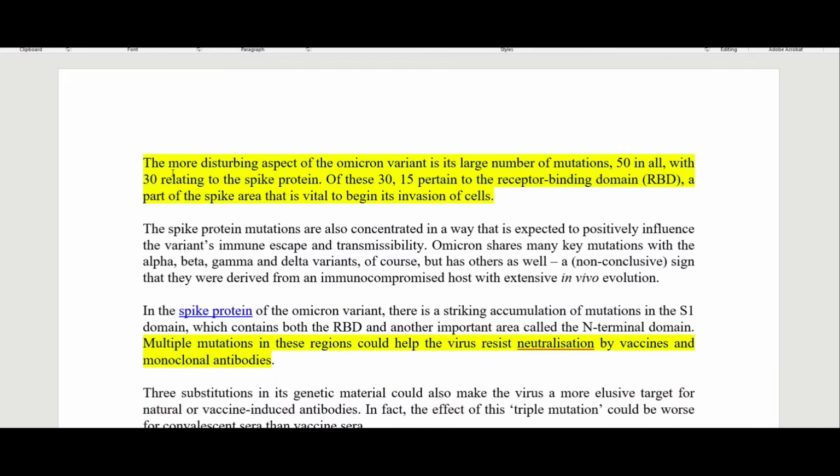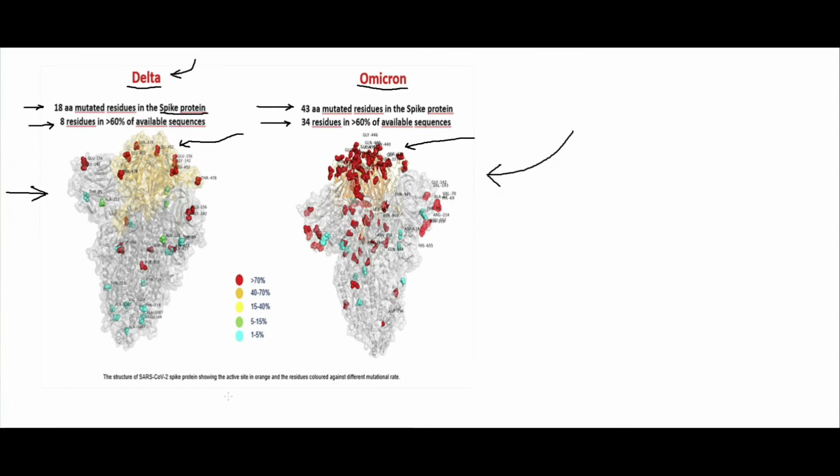All right, so the more disturbing aspect of the Omicron variant is this large number of mutations, 50 in all, with 30 relating to the spike protein. Of those 30, 15 pertain to the receptor binding domain, a part of the spike area that is vital to begin invasion of cells. Once again, that's just what I was talking about before. There are a lot of mutations that we can see here in the spike protein and in the receptor binding domain of the spike protein.